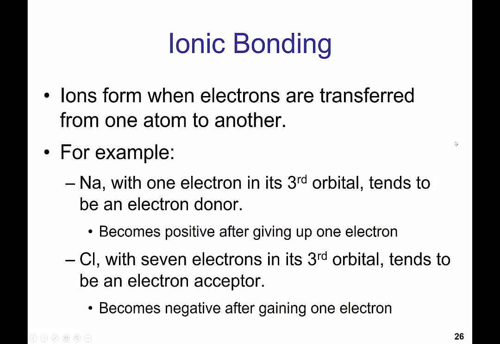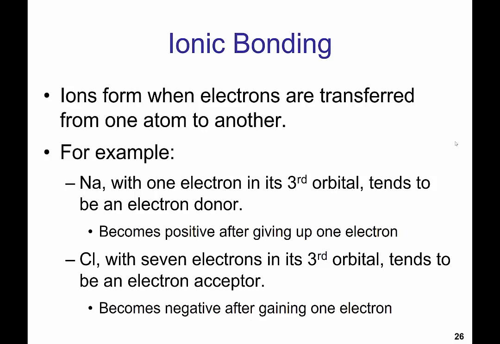We're going to look at 3 different types of chemical bonds. The first one is ionic bonding. We just talked about what ions are. They form when electrons are transferred from one atom to another. So you have some kind of charge on an atom, and there's going to be a resulting attractive force from that. For example, like we were just looking at, sodium has 1 electron in its 3rd orbital if it's an uncharged atom.